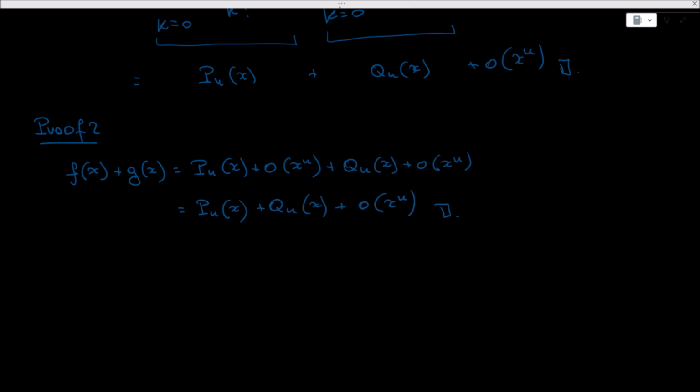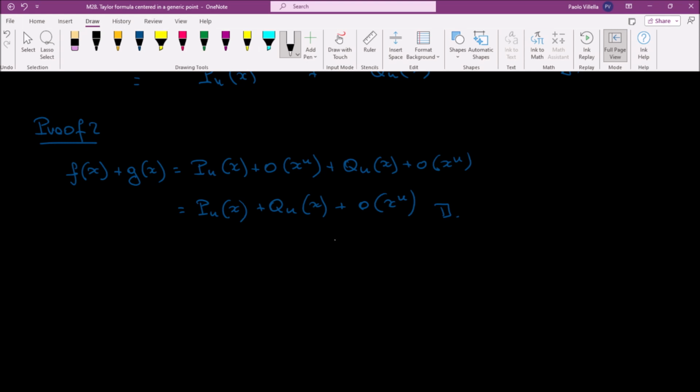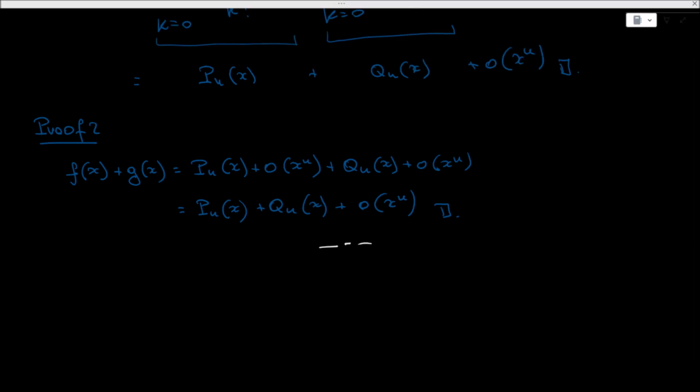Okay. Right, so second property, multiplication by a constant.